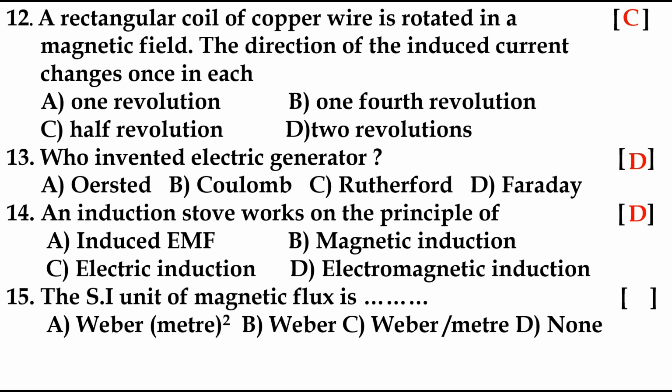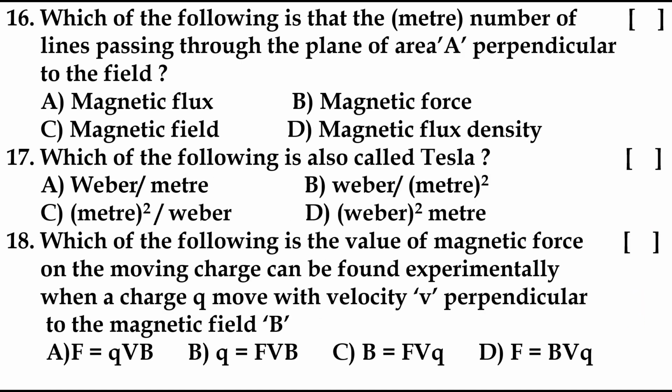Electromagnetic induction. 15. The SI unit of magnetic flux is A Weber meter square, B Weber, C Weber per meter, D None. Answer is B Weber.